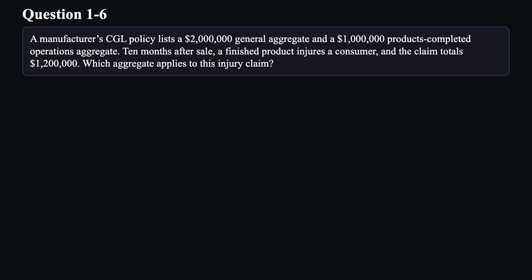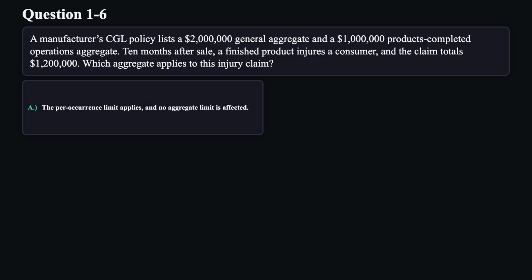Question 6. A manufacturer's CGL policy lists a $2 million general aggregate and a $1 million products completed operations aggregate. 10 months after sale, a finished product injures a consumer, and the claim totals $1,200,000. Which aggregate applies to this injury claim?